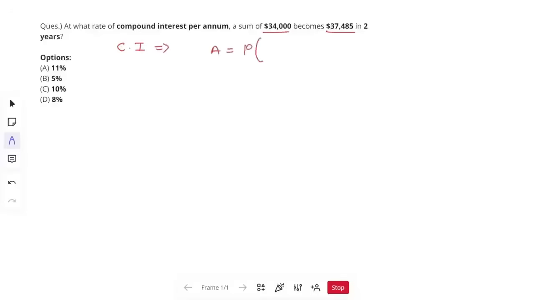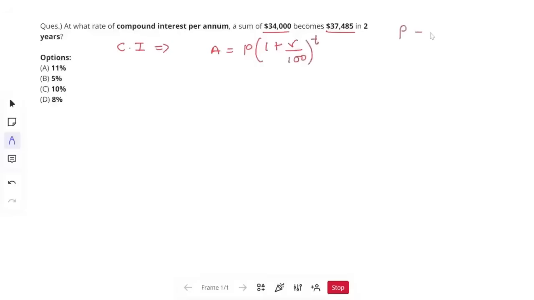Okay. Let's look at this question. At what rate of compound interest per annum does a sum of $34,000 become $37,485 in 2 years? Okay, solving this is easy if you know the formula. We have a formula for compound interest. The formula is A equals P into (1 plus R divided by 100) to the power of T.